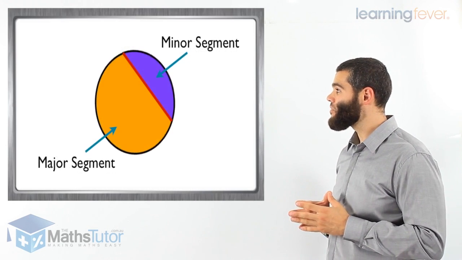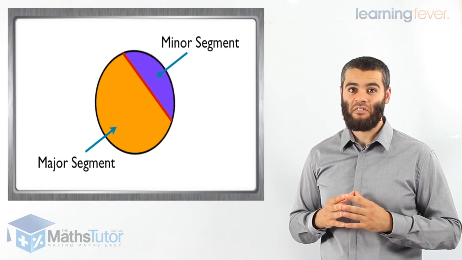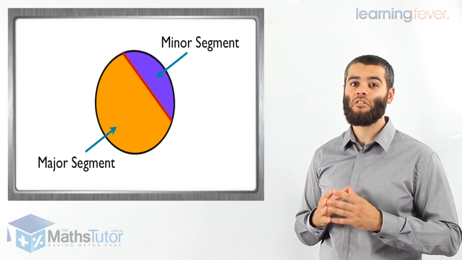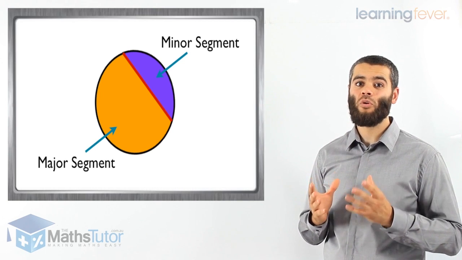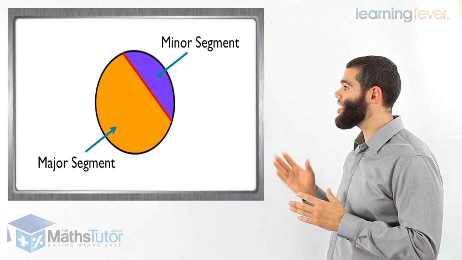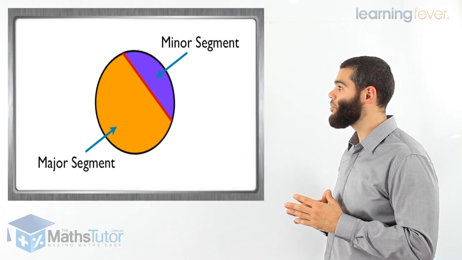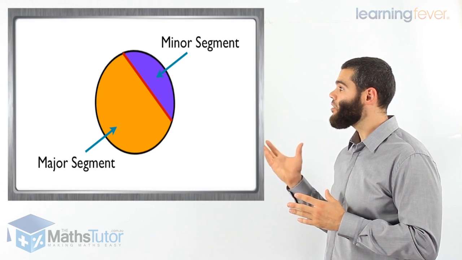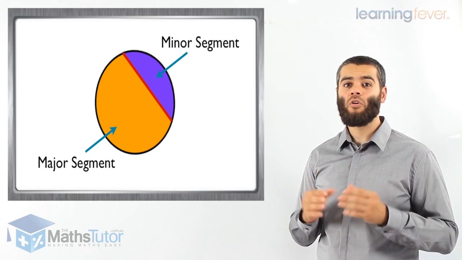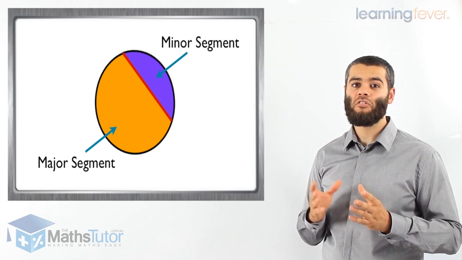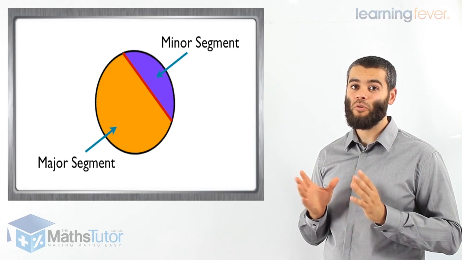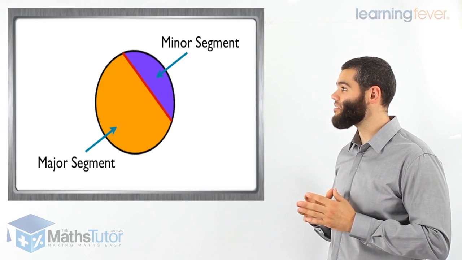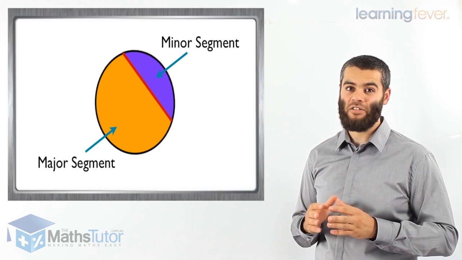Then we have what we call the segments. When a chord goes through a circle, it actually divides the circle into two sections. We call them segments. It divides it into a minor segment, here shaded in purple, and the major segment, here shaded in orange. So the red line is the chord. It goes from one end of the circle to the other, and it doesn't go through the center. However, it splits the circle into two segments, a minor segment and a major segment.